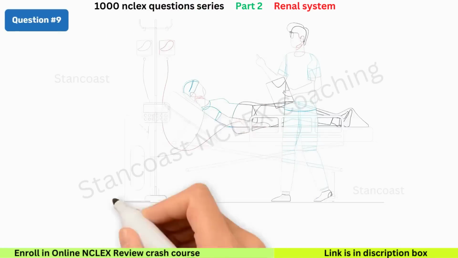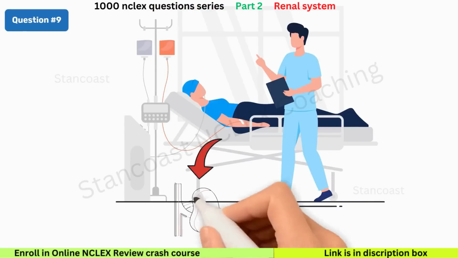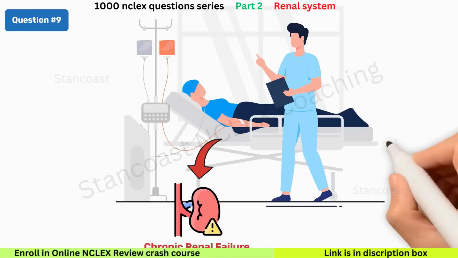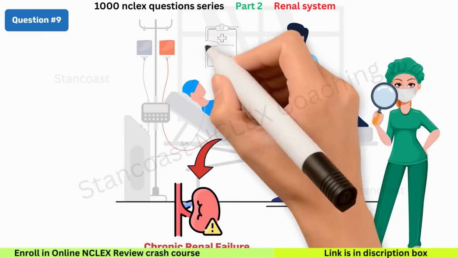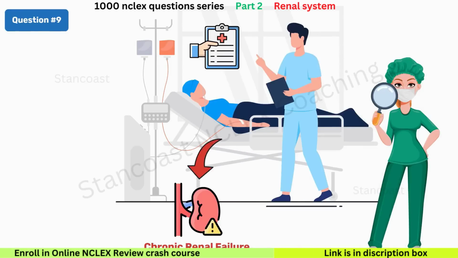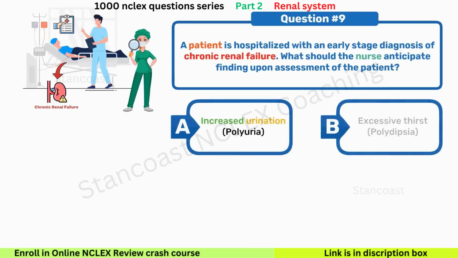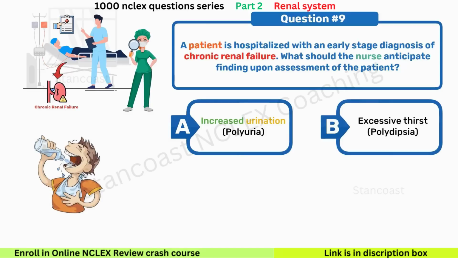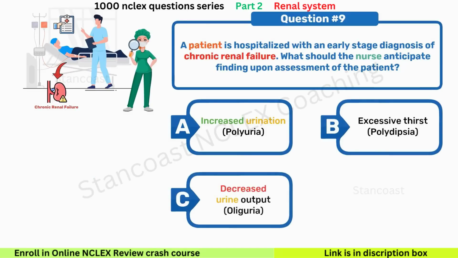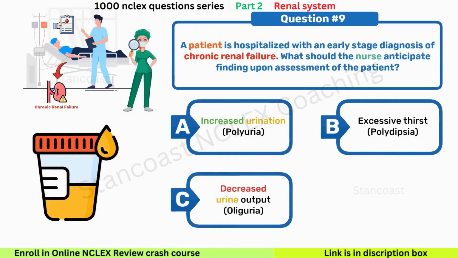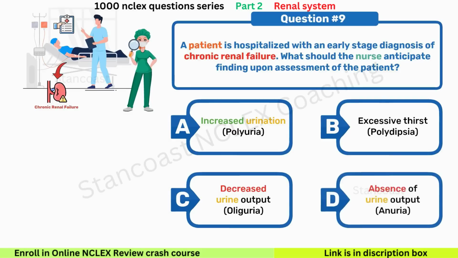A patient is hospitalized with an early-stage diagnosis of chronic renal failure. What should the nurse anticipate finding upon assessment of the patient? A. Increased urination, polyuria. B. Excessive thirst, polydipsia. C. Decreased urine output, oliguria. D. Absence of urine output, anuria. The correct answer is A.